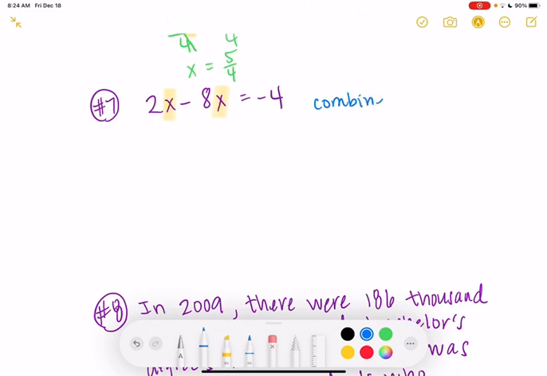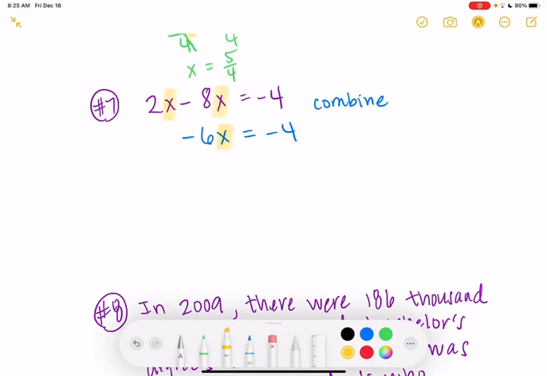And this one, the first thing you want to do is combine. Okay, so combine like terms. So 2x minus 8x is a negative 6x equals that negative 4. All right, it's going to take another card here. What do we do next?